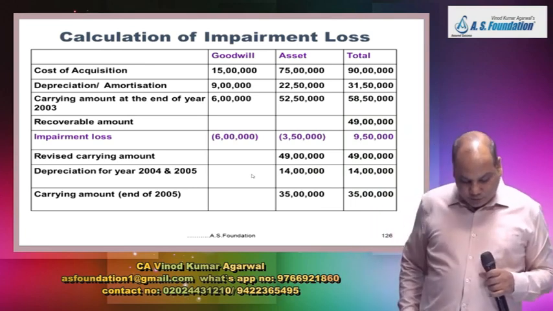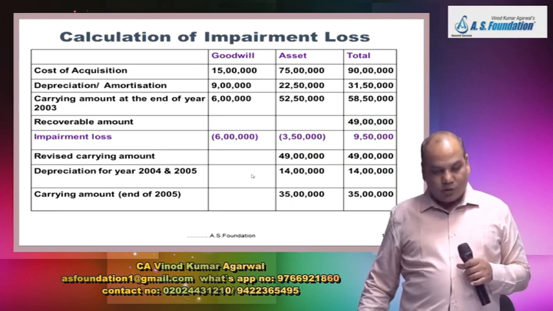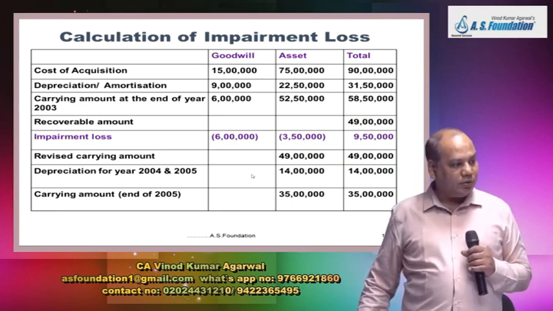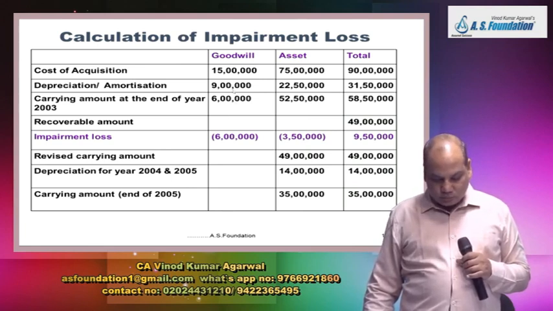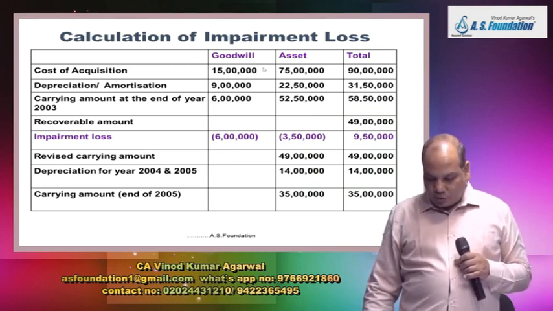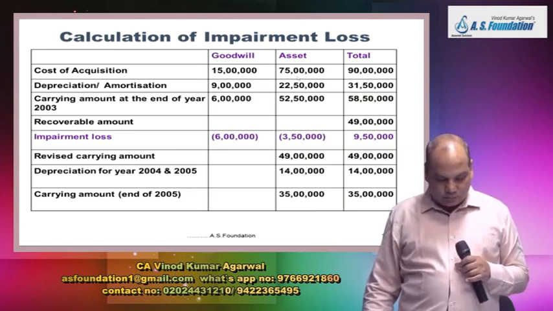So in the first table, write step 1: calculation of impairment loss in the year 2023. Ready? Start. Point A, cost of acquisition. Total consideration paid is 90 lakh. Out of that, identifiable asset 75 lakh, goodwill 15 lakh.